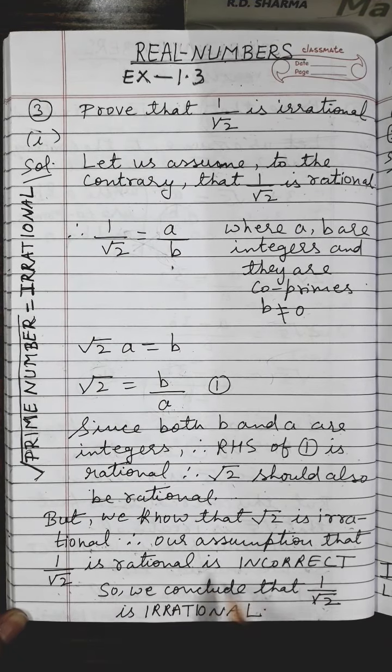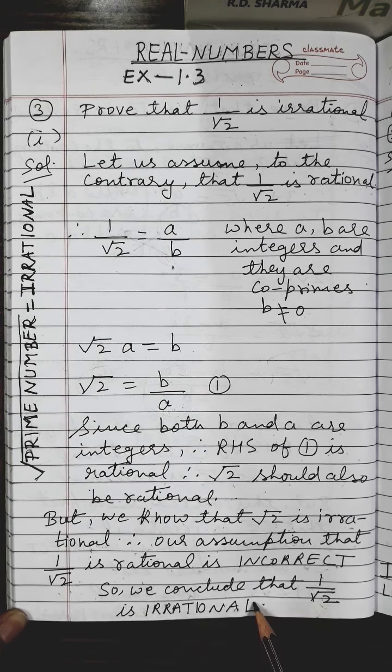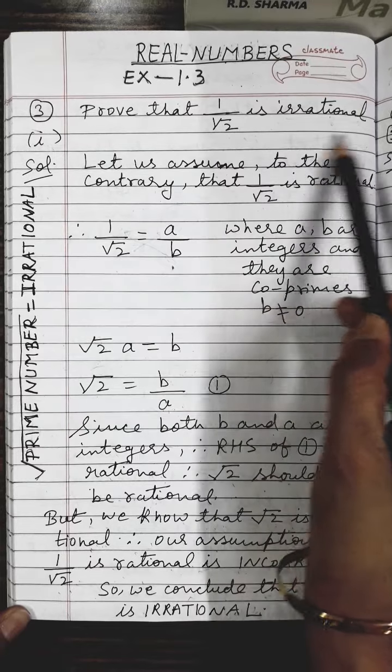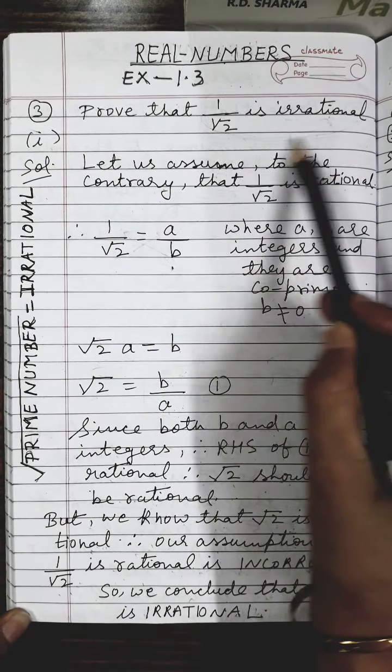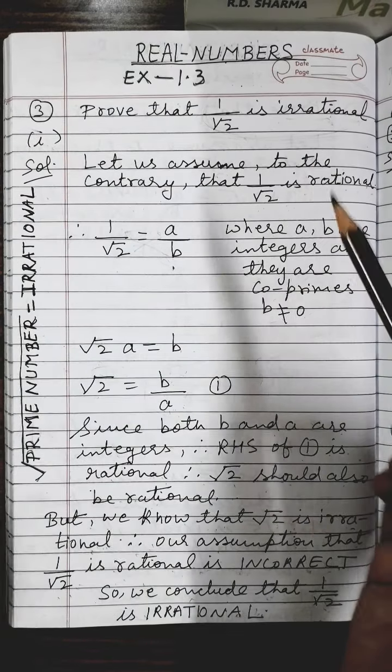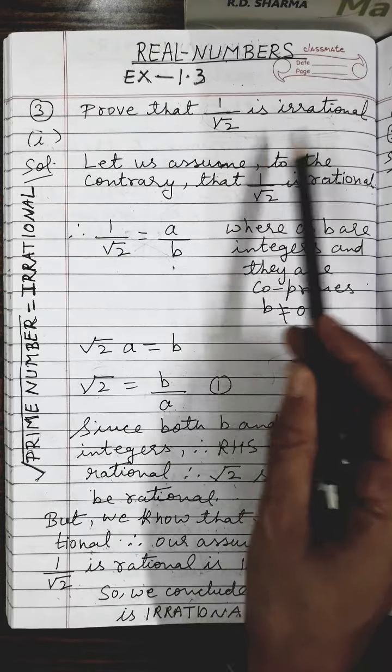So if our assumption is incorrect, so what do we conclude? That 1 upon root 2 is irrational. Means whatever we were required to prove is the correct statement. If whatever is required to prove is the correct statement, means our question is done. Means we have proved that 1 upon root 2 is irrational.